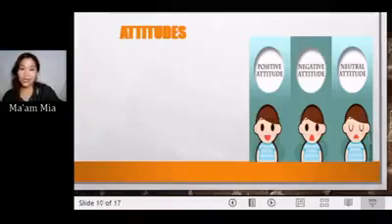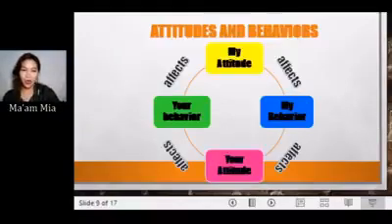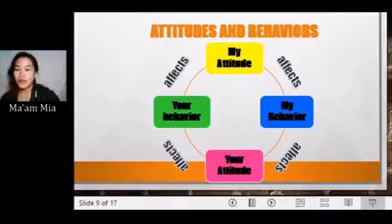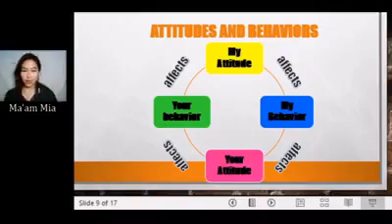So, balikan natin yung image kanina. So, it's a cycle. My attitude affects my behavior. Your attitude affects your behavior. Then, your behavior affects my attitude. O, for example, ang attitude ko, kunyari ay, nasa isip ko makukulit kayo. Parang makulit tong mga batang to. So, ngayon, yung nasa isip ko ngayon, magre-reflect yun sa kilos ko. So, pwedeng lagi ko kayong pagagalitan, o kaya lagi ako naiinis sa inyo.